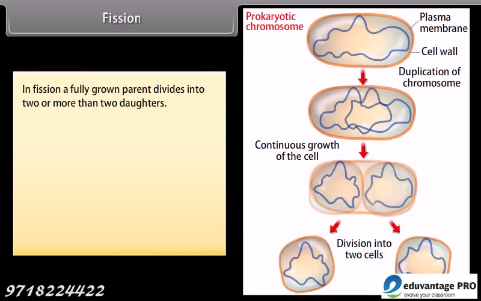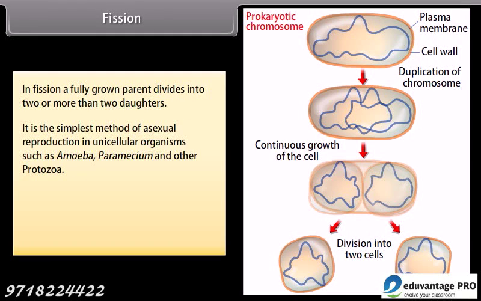Fission. In fission, a fully grown parent divides into 2 or more than 2 daughters. It is the simplest method of asexual reproduction in unicellular organisms such as amoeba, paramecium, and other protozoa. Fission is of 2 types: binary fission, multiple fission.